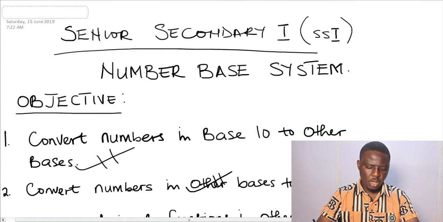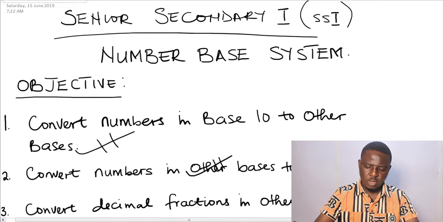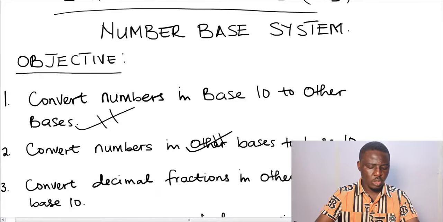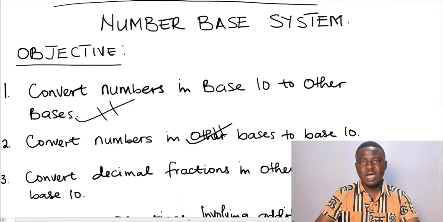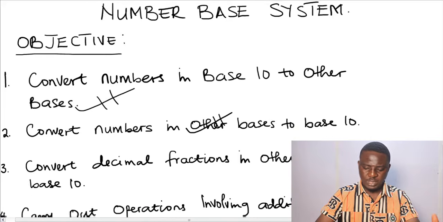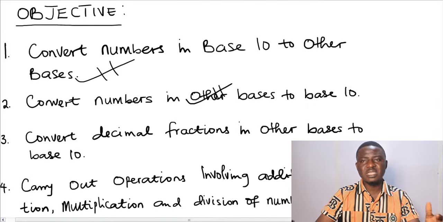Today's class is a continuation of our previous classes on number-based systems for senior secondary 1. In the previous class, we were able to convert numbers in base 10 to other bases after I explained the different number systems that we have. We also dealt precisely with converting numbers in other bases back to base 10.